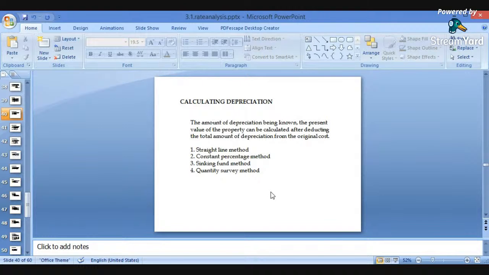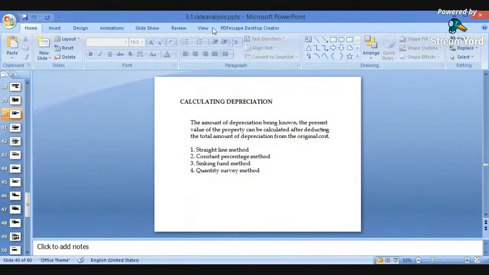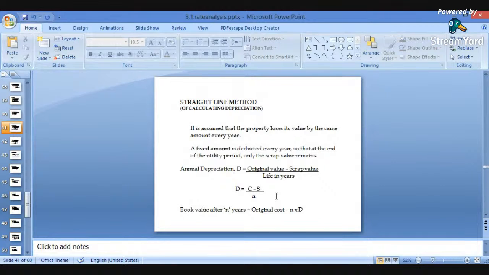So what are the different methods by which we can find out the depreciation? The first method is the straight line method. There are also the constant percentage method, sinking fund method, and the quantity survey method. These are the four important methods with the help of which we can find out the depreciation in the structures. Wear and tear in the structures causes depreciation, and the value of the building will decrease. In short, we will see all these four methods.